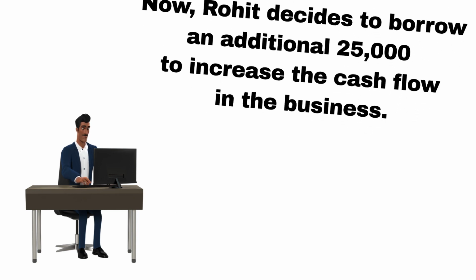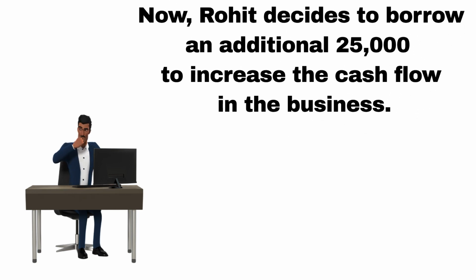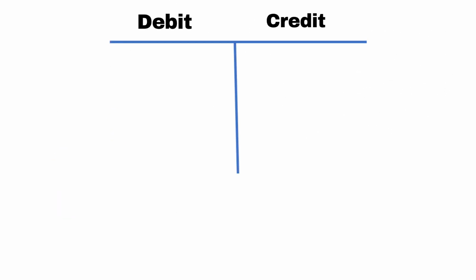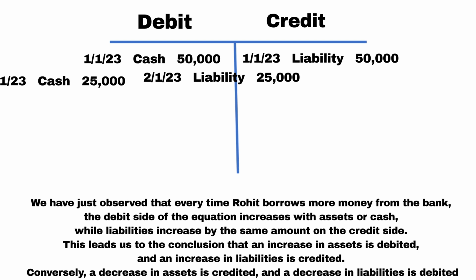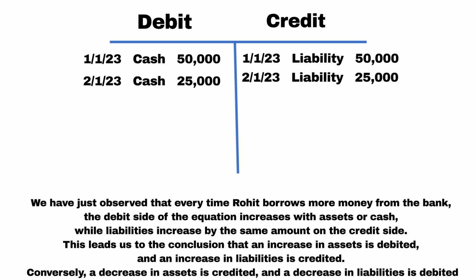Now, Rohit decides to borrow an additional $25,000 to increase the cash flow in the business. We have just observed that every time Rohit borrows more money from the bank, the debit side of the equation increases with assets or cash, while liabilities increase by the same amount on the credit side. This leads us to the conclusion that an increase in assets is debited, and an increase in liabilities is credited. Conversely, a decrease in assets is credited, and a decrease in liabilities is debited.